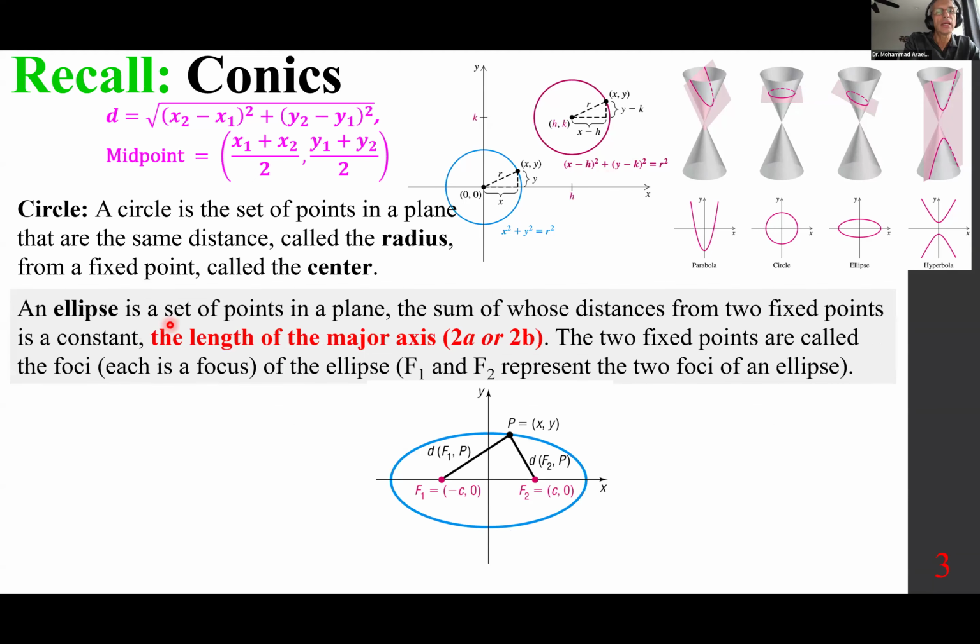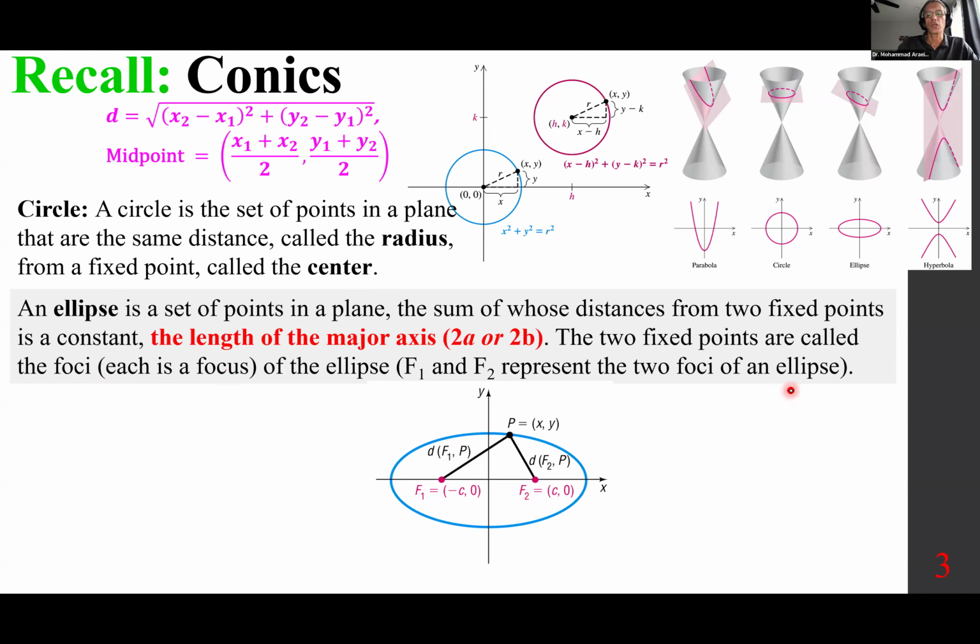Definition of an ellipse. An ellipse is a set of points in a plane. The sum of its distances from two fixed points is a constant. The length of the major axis is 2a or 2b, depending upon whether it's elongated along the x or the y-axis: along the x, 2a; along the y, 2b. The two fixed points are called the foci. Each is a focus of the ellipse. F1 and F2 represent the two foci of an ellipse.